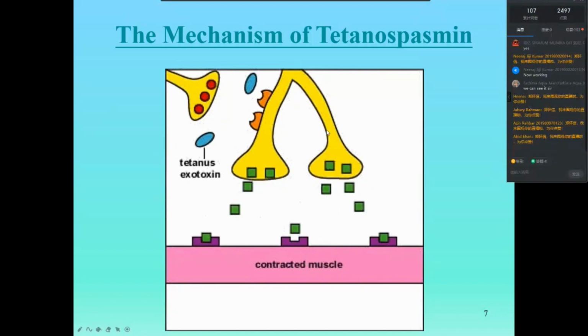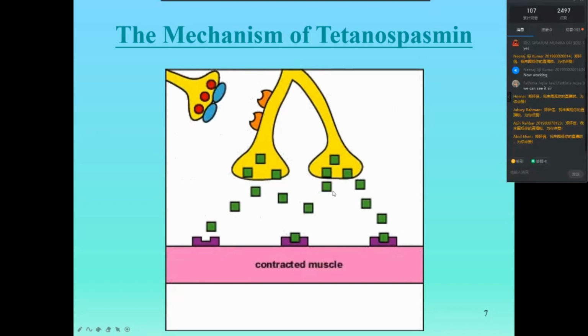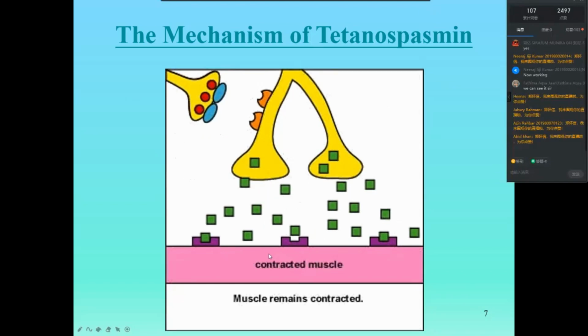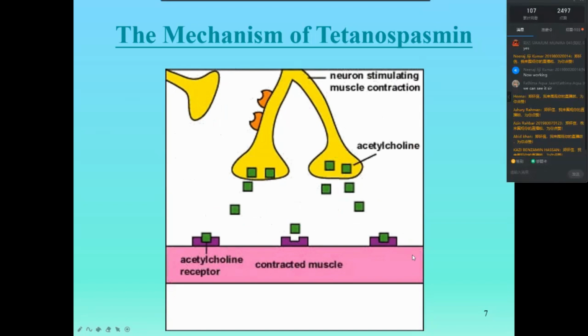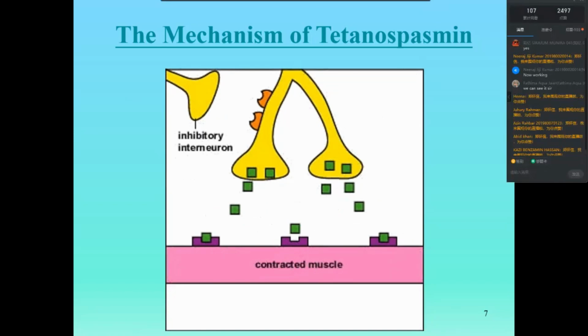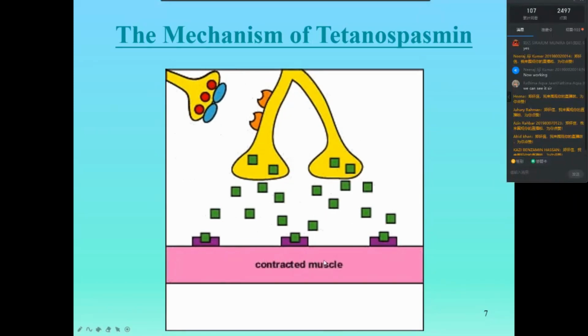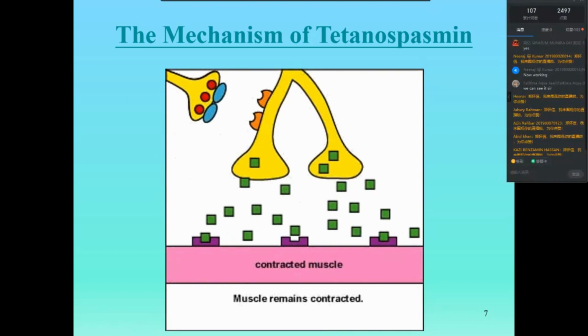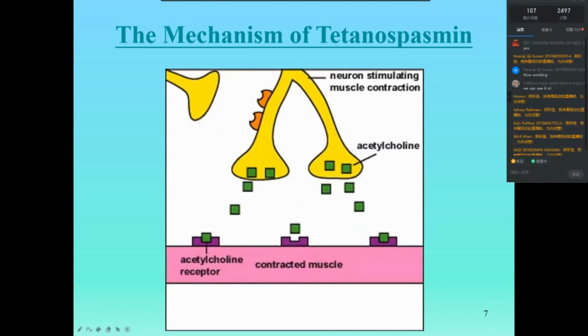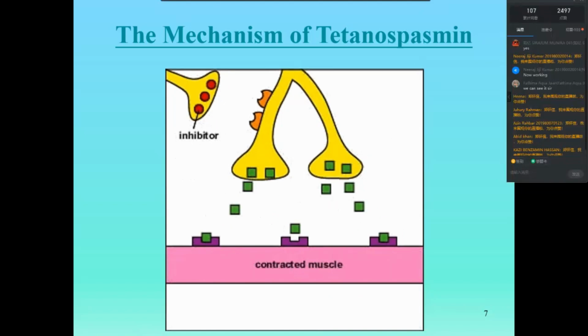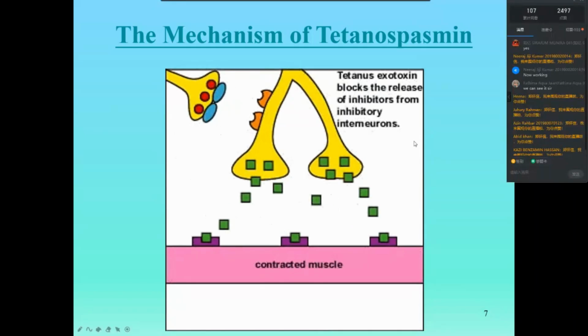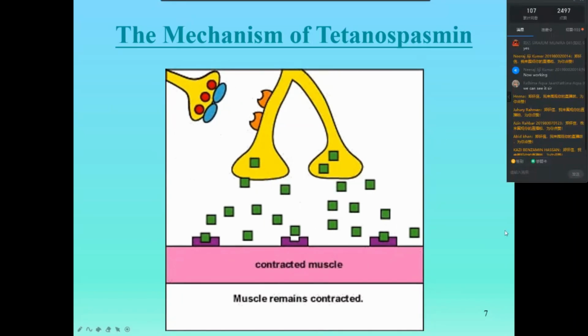The motor neuron will release the green transmitter, the acetylcholine, all the time, and that will bind to the muscle cell and make the muscle cell contract all the time. So the muscles cannot relax. And that is the mechanism of how the tetanus exotoxin causes disease. Okay, so this is shown in this cartoon, in these slides.